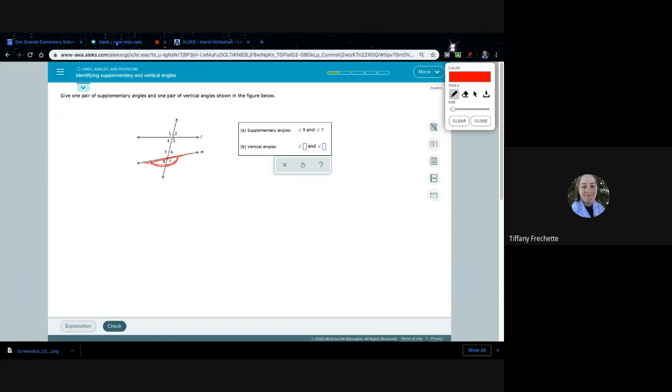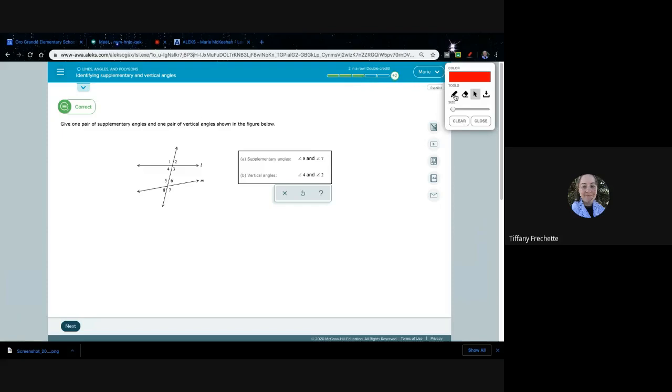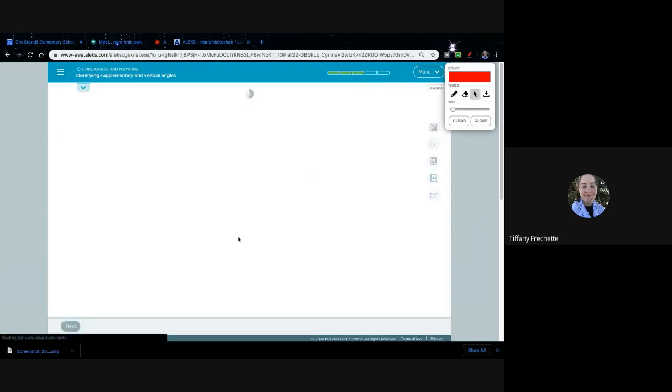And for vertical angles, I'm just going across the vertex. So this one, I'm going to jump across. They're not right next to each other. They're across the vertex from each other. So I went ahead and I chose 4 and 2. Are there a lot of answers for this one? Yes. There's a ton of different answers. There's not just one answer for this one topic.